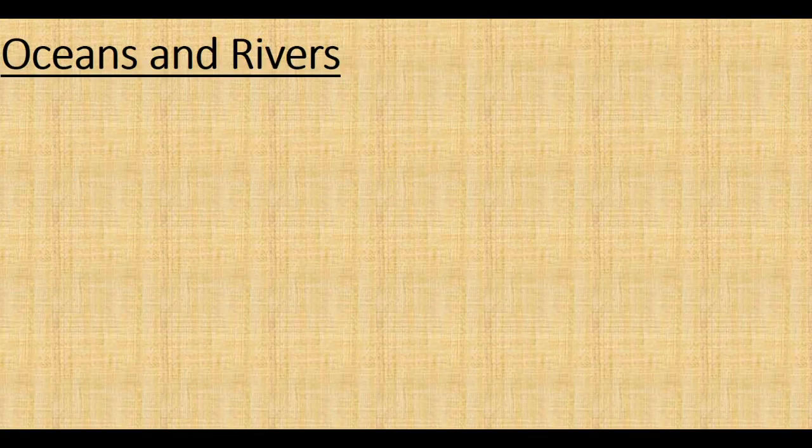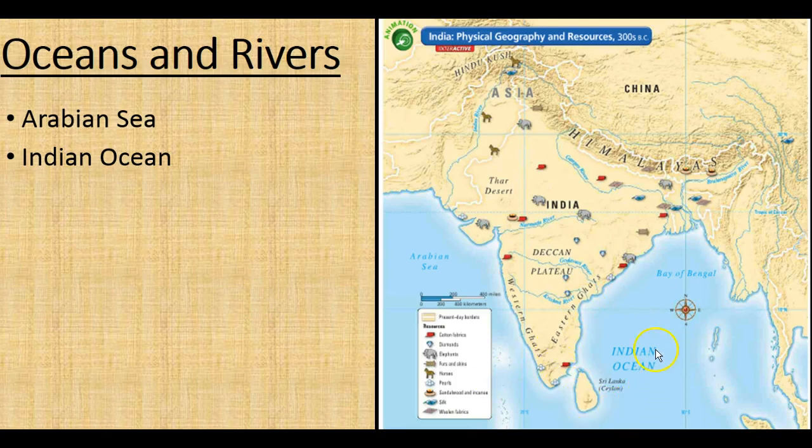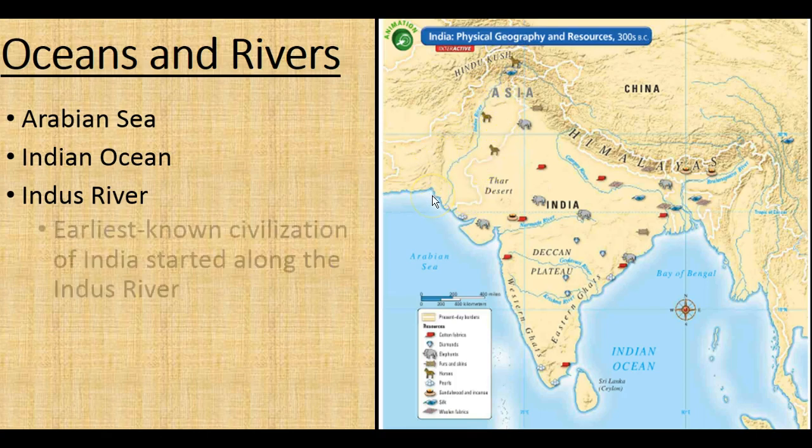Okay, oceans and rivers of India. So here we go with our map again. The Arabian Sea. Can you see it on the map? Arabian Sea. Okay. The Indian Ocean. Here we go, off to the east. The Indus River. The Indus River is actually where the first civilization of India settled, right here. Okay. Earliest known civilization of India started along the Indus River.